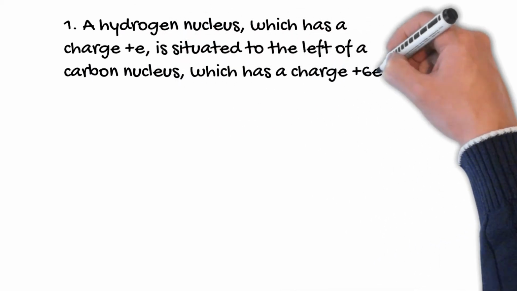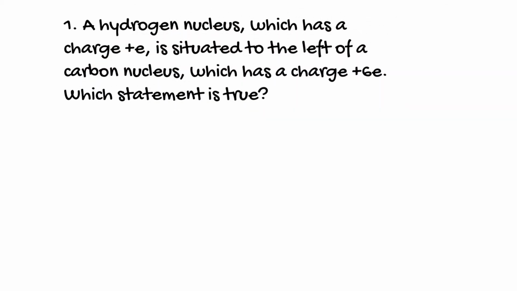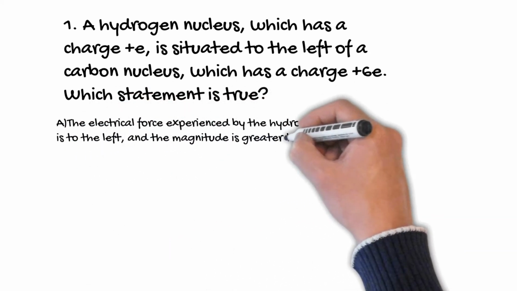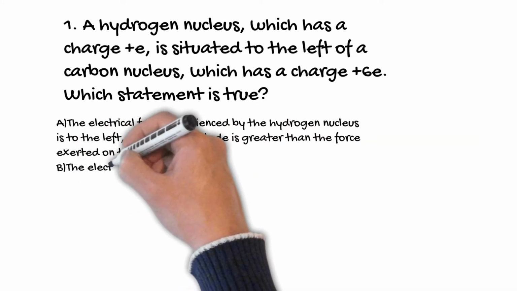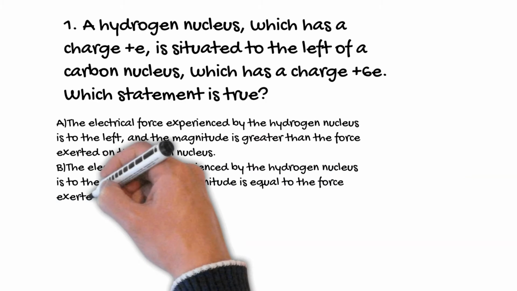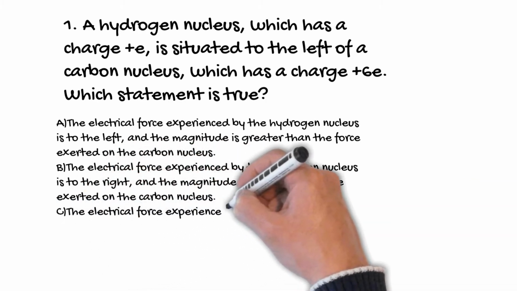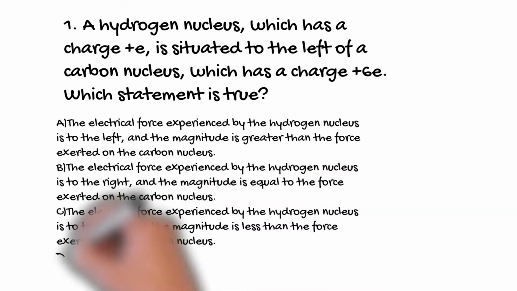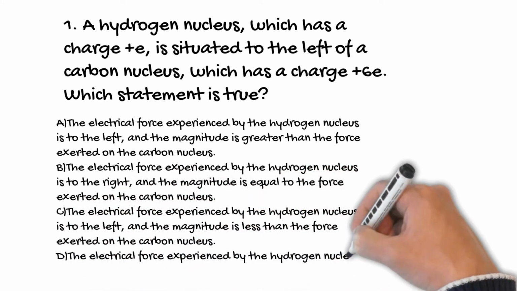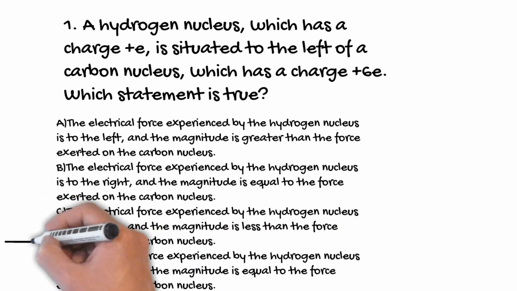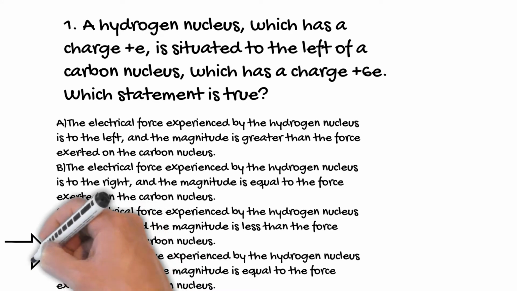Remember that whatever be the magnitude of the two charges, the forces between them are equal. So in this case, both are positive, so they will be repelling each other. But the forces on each of them will be the same. So the answer is going to be D. Because D says the electrical force experienced by the hydrogen nucleus is to the left and the magnitude is equal to the force exerted on the carbon nucleus to the right.